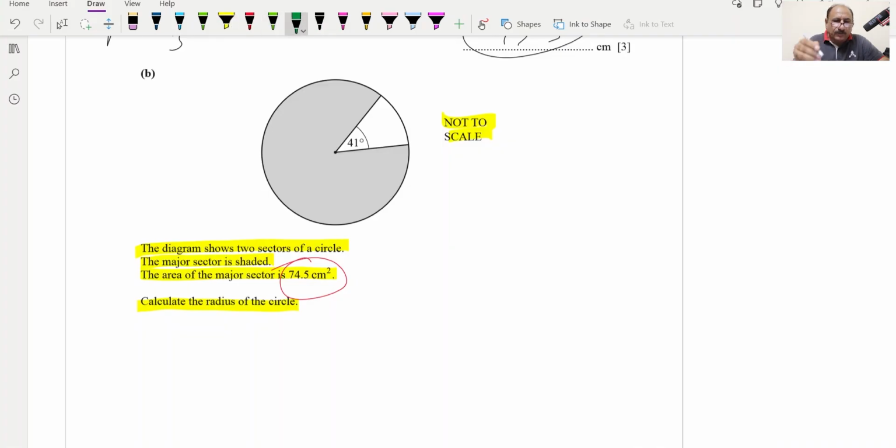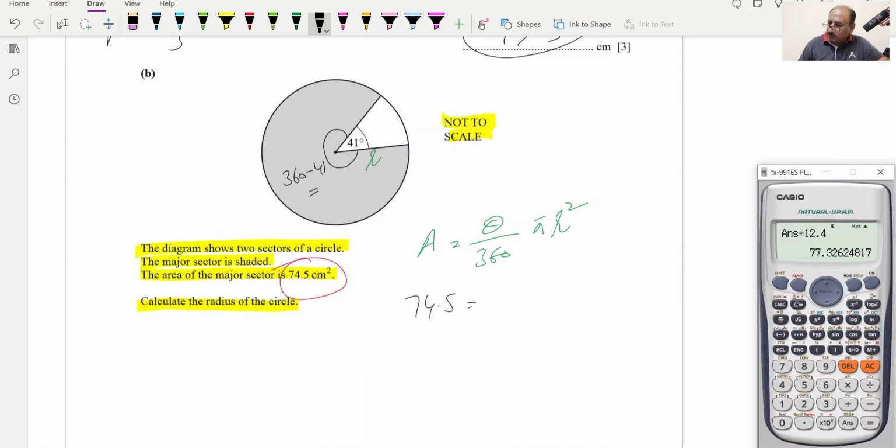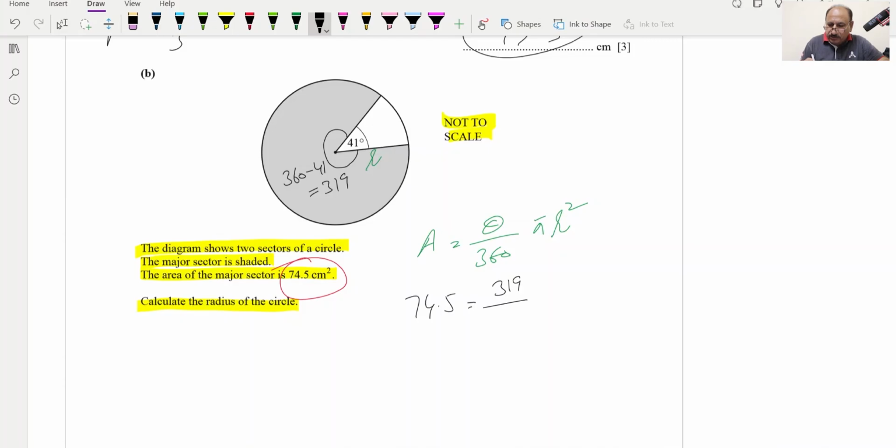Now we can apply the area of a sector formula. We know area of sector is equal to theta over 360 into pi r squared, and this r value we don't know. The area is given, so we can replace the values. 74.5 is the area, and theta of the major arc is 360 minus 41, and 360 minus 41 is equal to 319. So 319 over 360 into pi, and r squared, since r we don't have. Now r squared will be equal to, we can shift everything to the other side, 74.5 multiplied by 360. This denominator will be shifted to the other side as the numerator, and over this will be 319 pi.